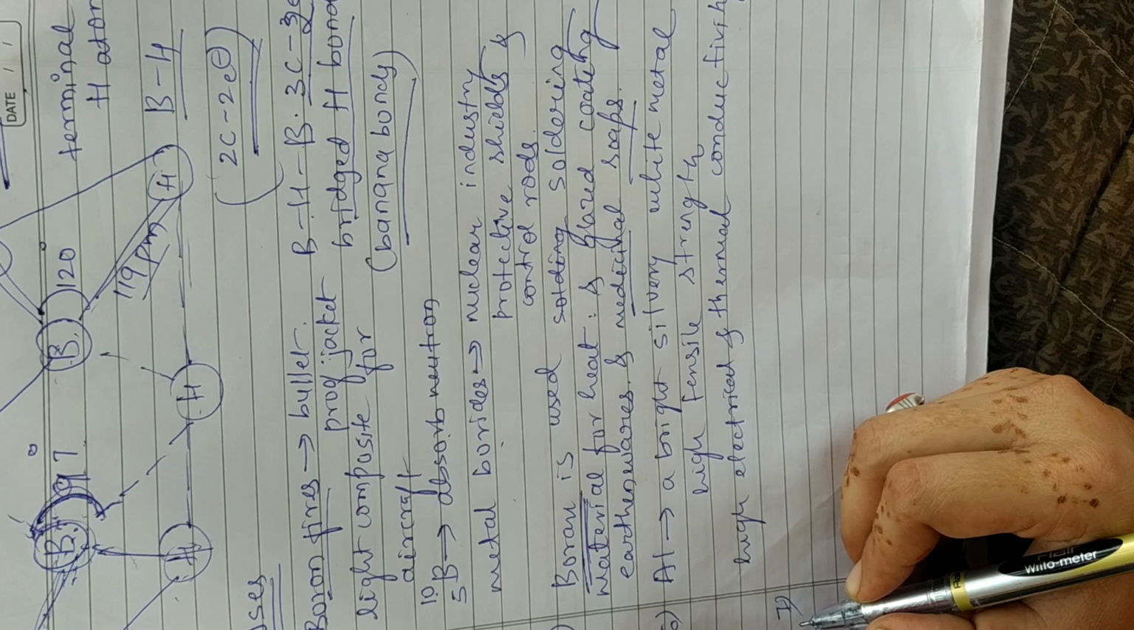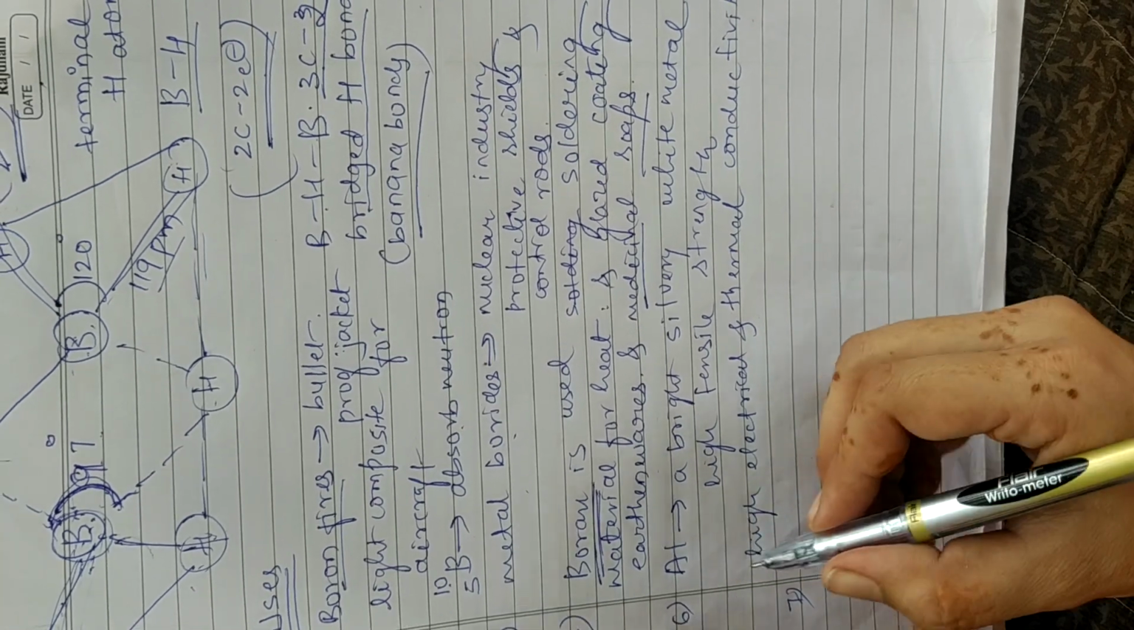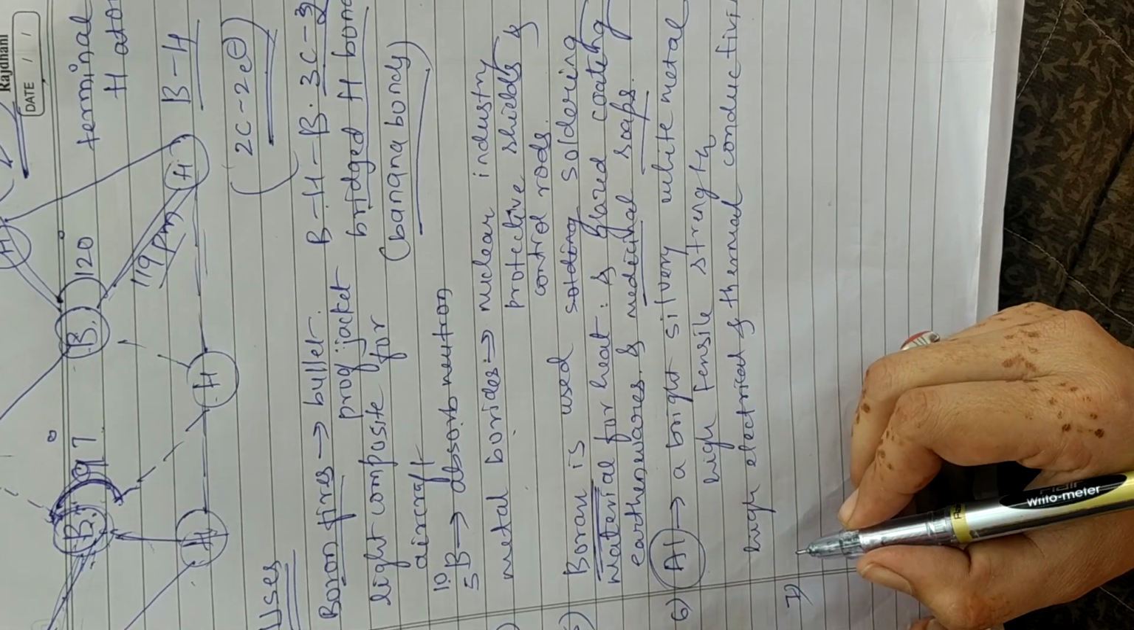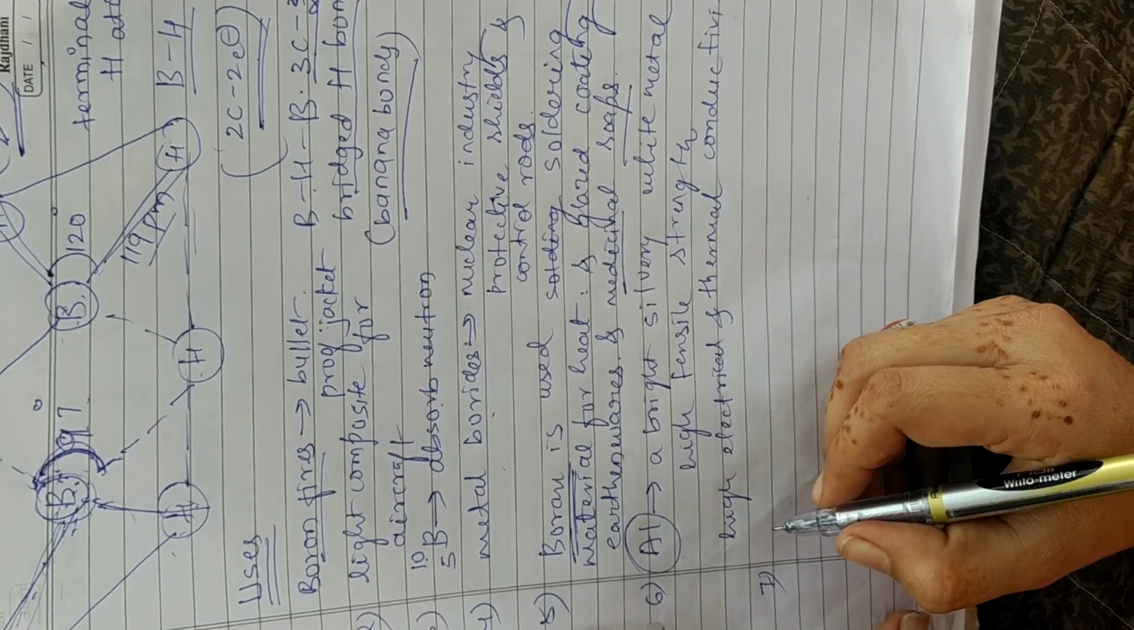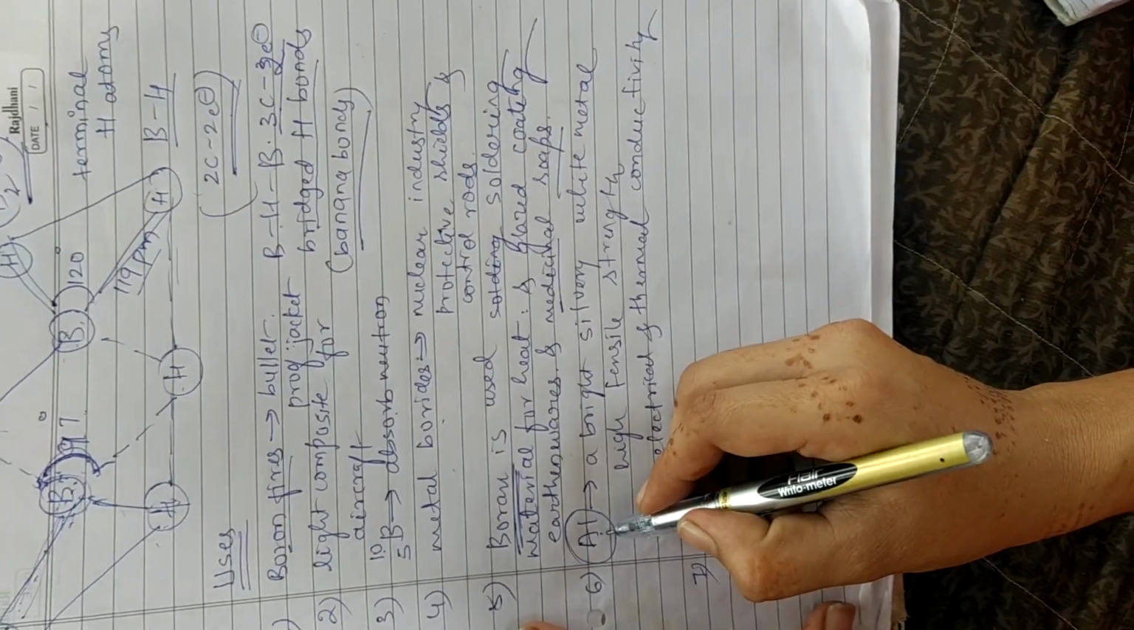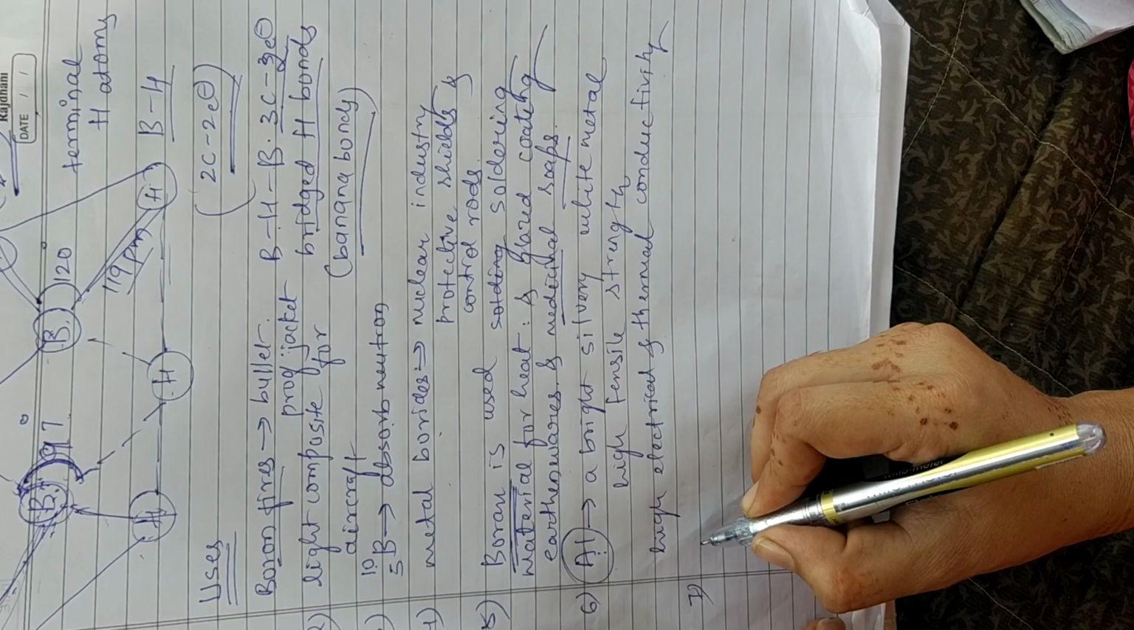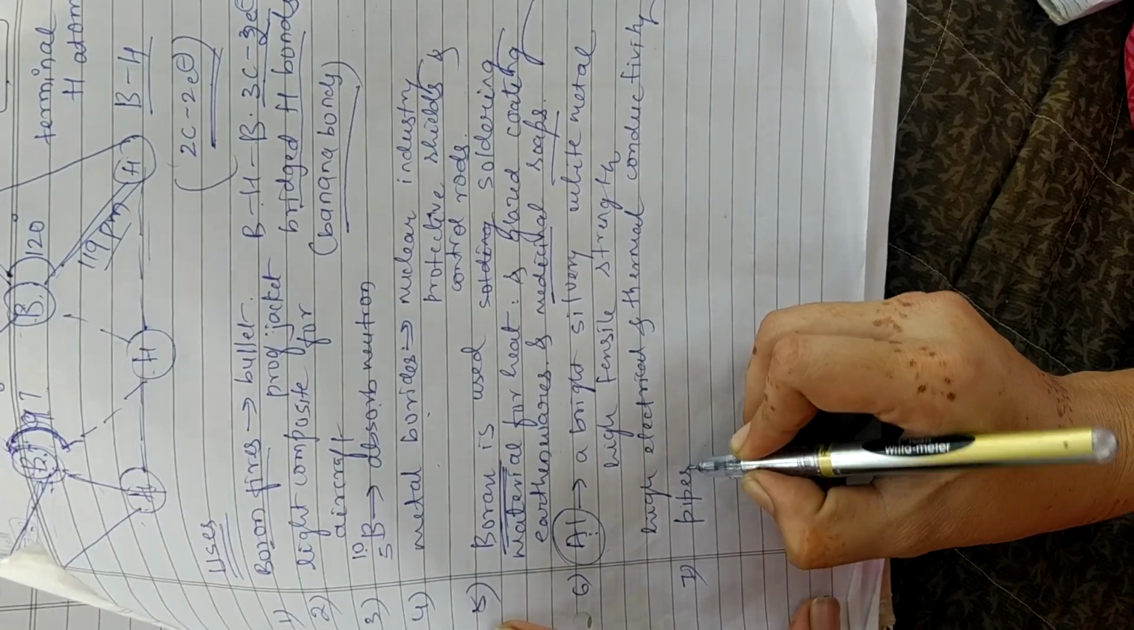And next use, this aluminium and its alloys are used to give the shapes for pipes, rods, wires and foils.